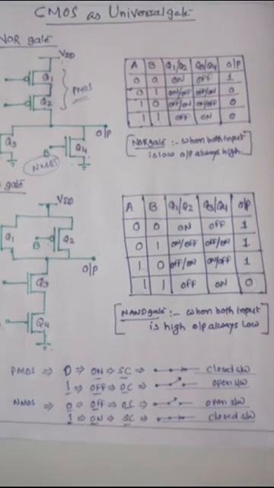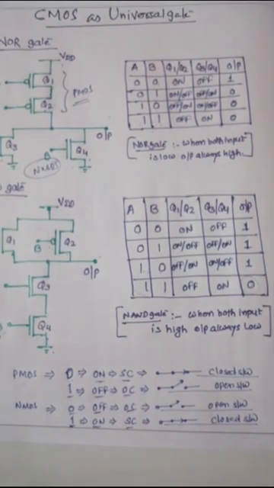So this way we can design CMOS as a universal gate. This way the MOS family can be converted into logic gates, and using them we can create flip-flops, logic gates and many other things.